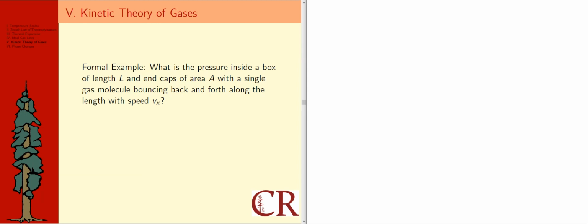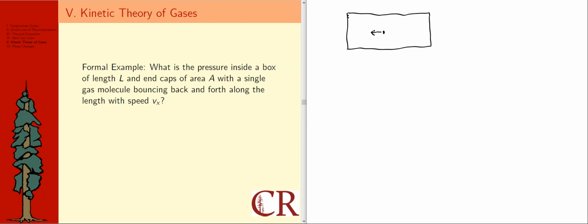So in this example, it's saying, what is the pressure inside a box of length L and end caps of area A with a single gas molecule bouncing back and forth along the length with speed v sub x. So I want to draw a picture of that. This is, again, meant to be kind of like the bullet example, except instead of bullets just being fired at regular intervals, I just have this one molecule and it's just going back and forth. So it's just bouncing in that sense.